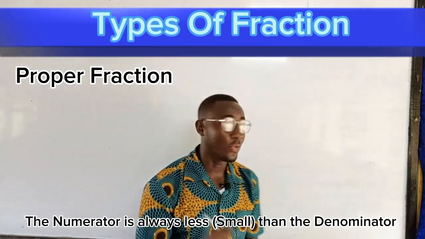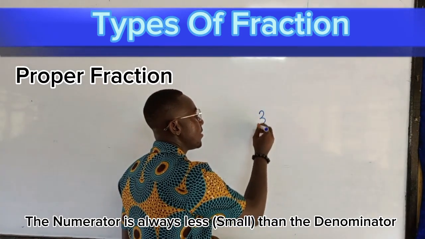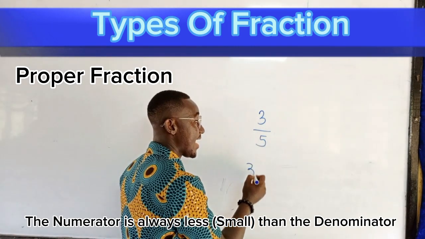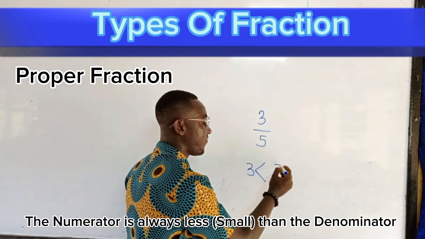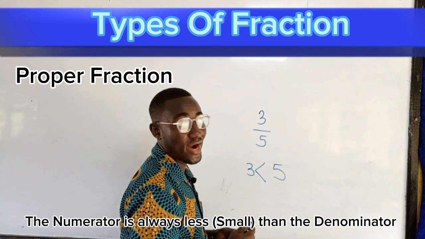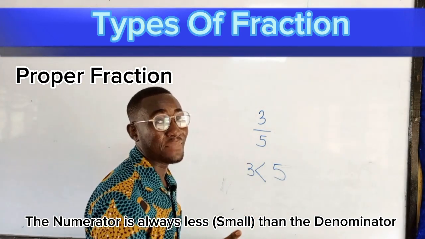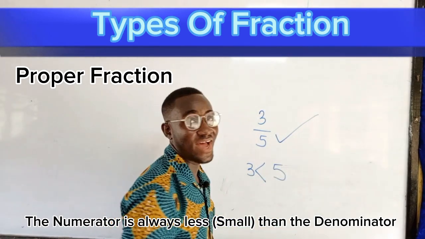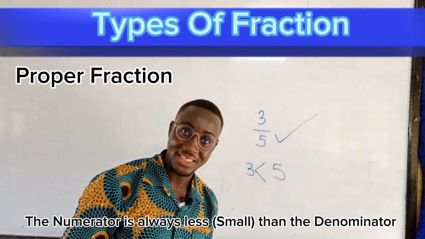Let's look at an example. If I have 3 over 5, you realize that the 3 here is less than the 5 here. In other words, the 3 is a smaller number than the 5. This makes 3 over 5 a proper fraction.